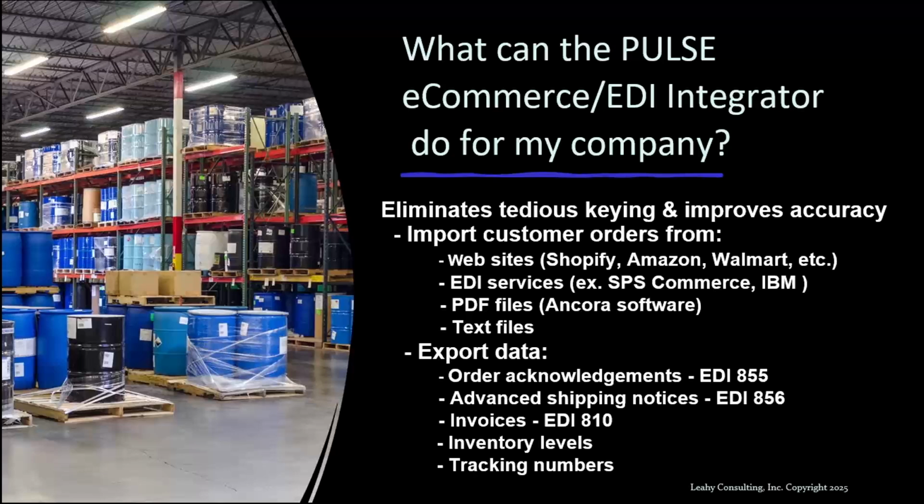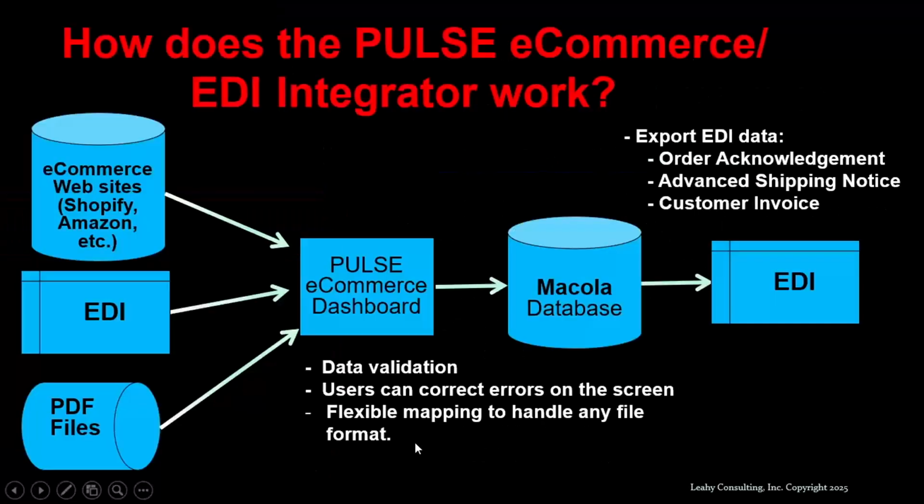And then optionally, for example with Shopify, there's an ability to send back inventory levels. And then we also have the ability to send back UPS tracking numbers. So again, this is the overview: we can import any file that exists, any service, any website, any EDI, pull that into Macola, and then if you're using EDI, we can import transactions back. So it's a lot to cover, but it sets the stage for what we're doing.